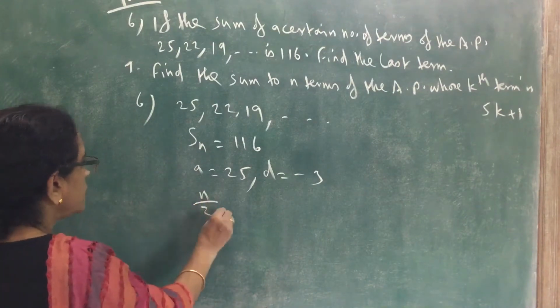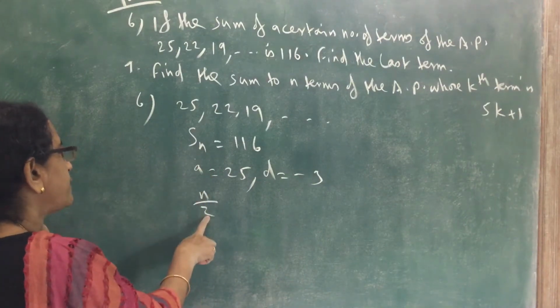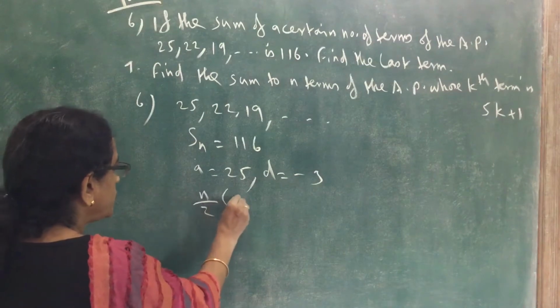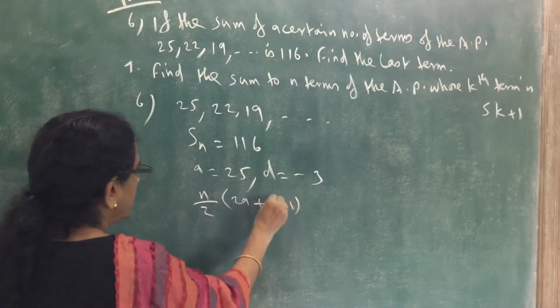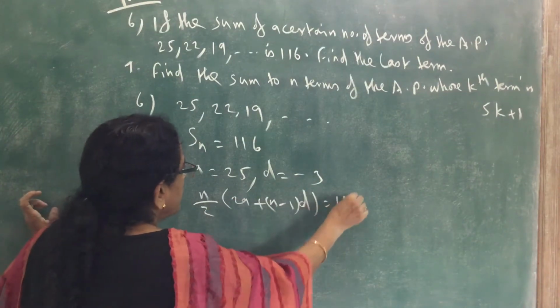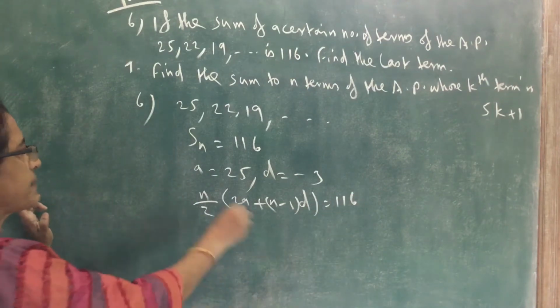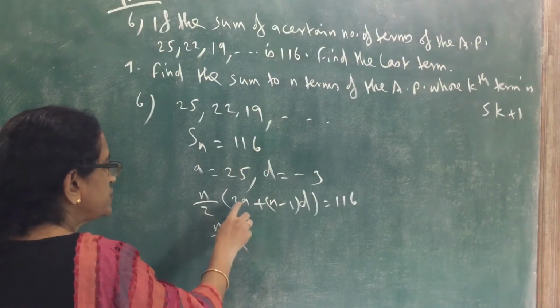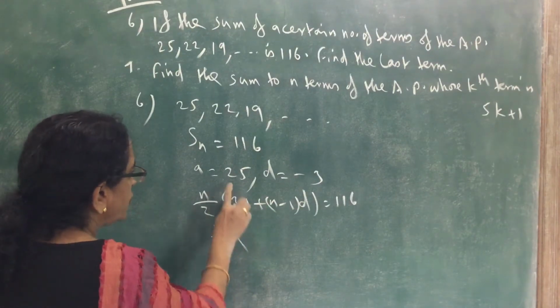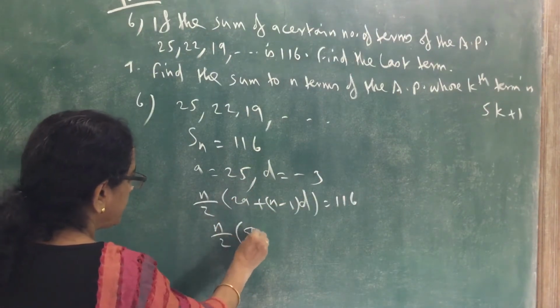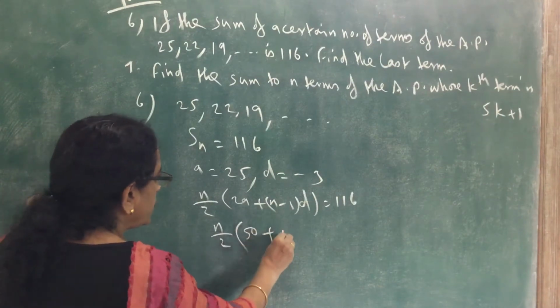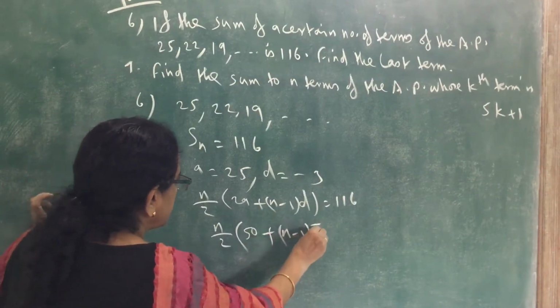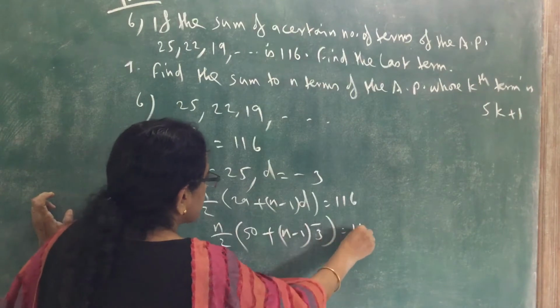n by 2 into 2A plus n minus 1 into D equals 116, in the place of Sn we write the formula. Now we can substitute A and D. So n by 2 into 2 into 25, that is 50, plus n minus 1 into D, that is negative 3, equals 116.